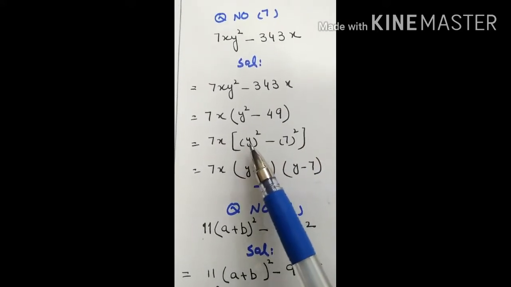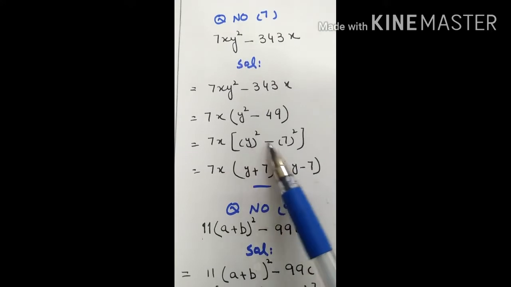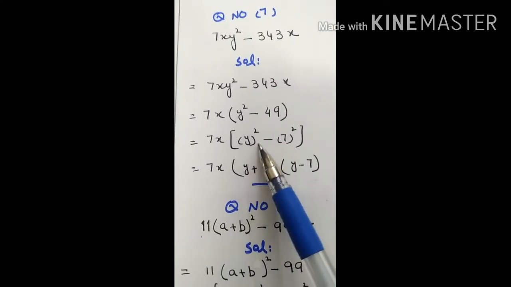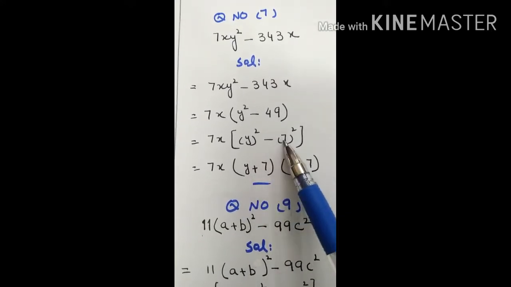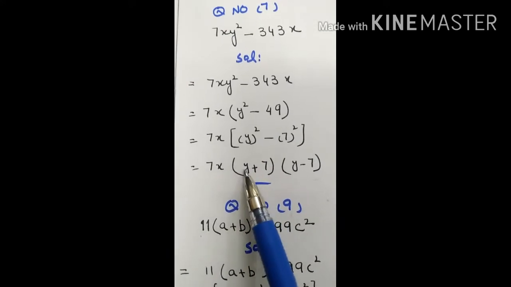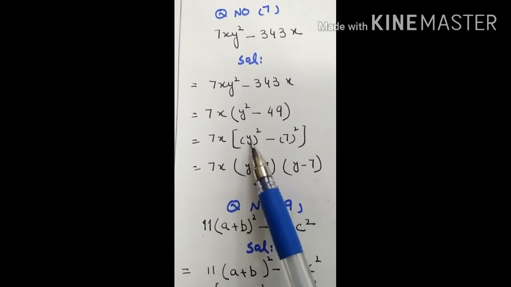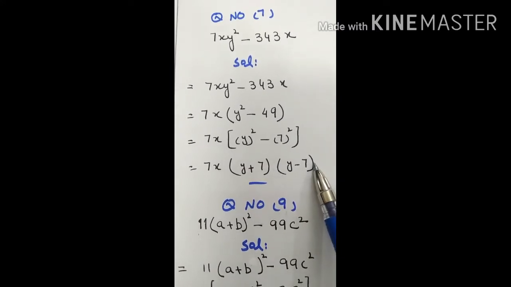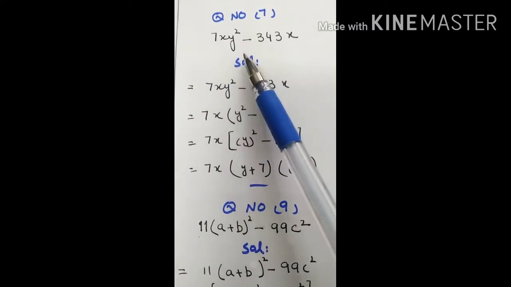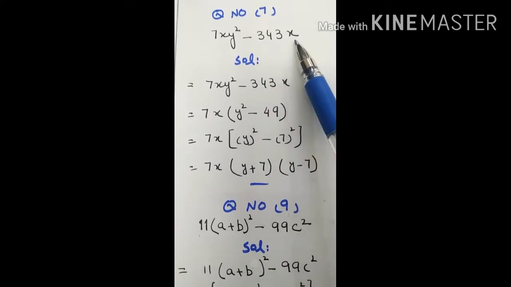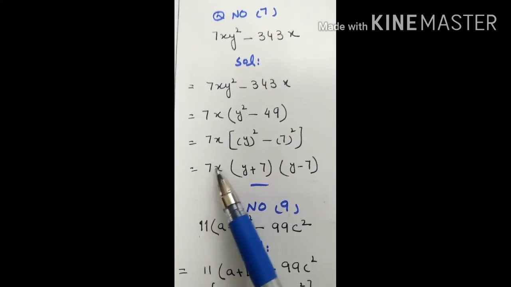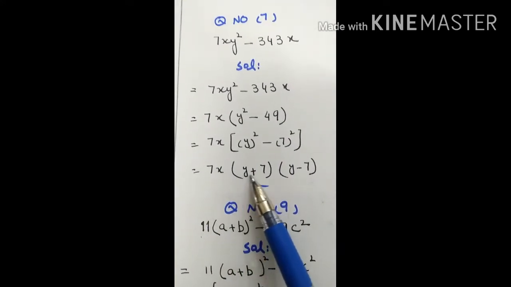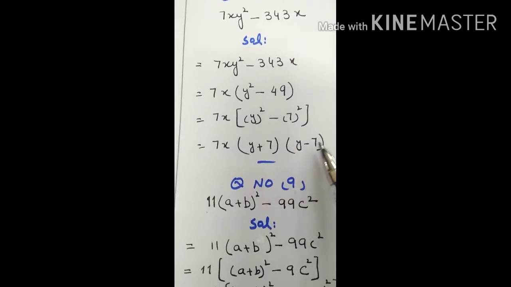Now we are having the formation of a square minus b square. We will apply the formula of a square minus b square, that is equal to a plus b, a minus b. Now here it is y plus 7 and y minus 7. So 7xy square minus 343x can be factorized as 7x into y plus 7 and y minus 7.